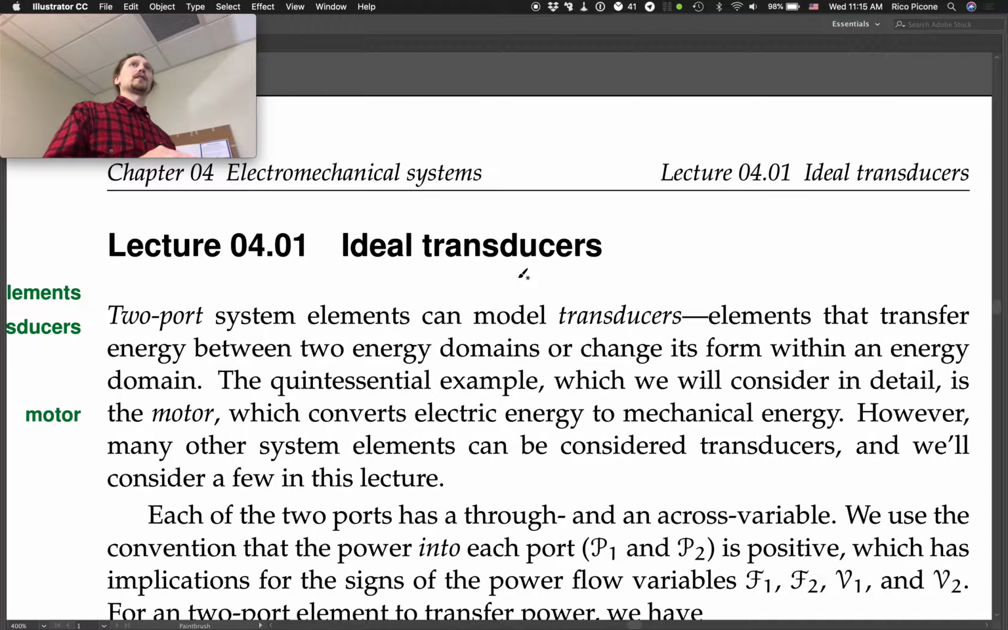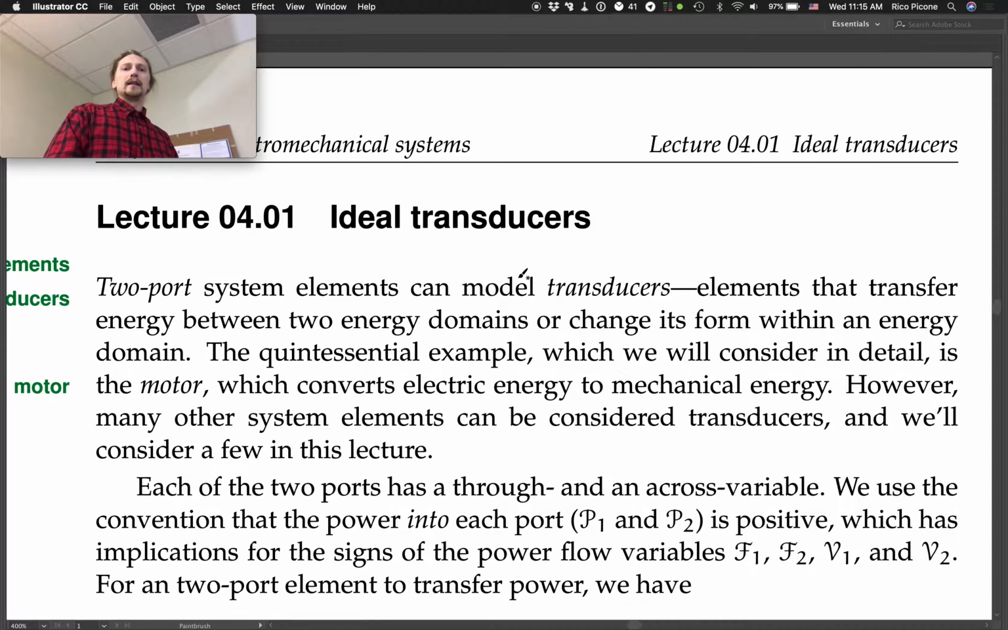So electronic systems were included, but also beyond that was the state space modeling of, well, electronic and mechanical system domains. And so now we've got electronic domain and mechanical, translational, and rotational domains, and we want to bring them together. And that's what we're going to do in this chapter on electromechanical systems. So lecture 4.1 is on ideal transducers.